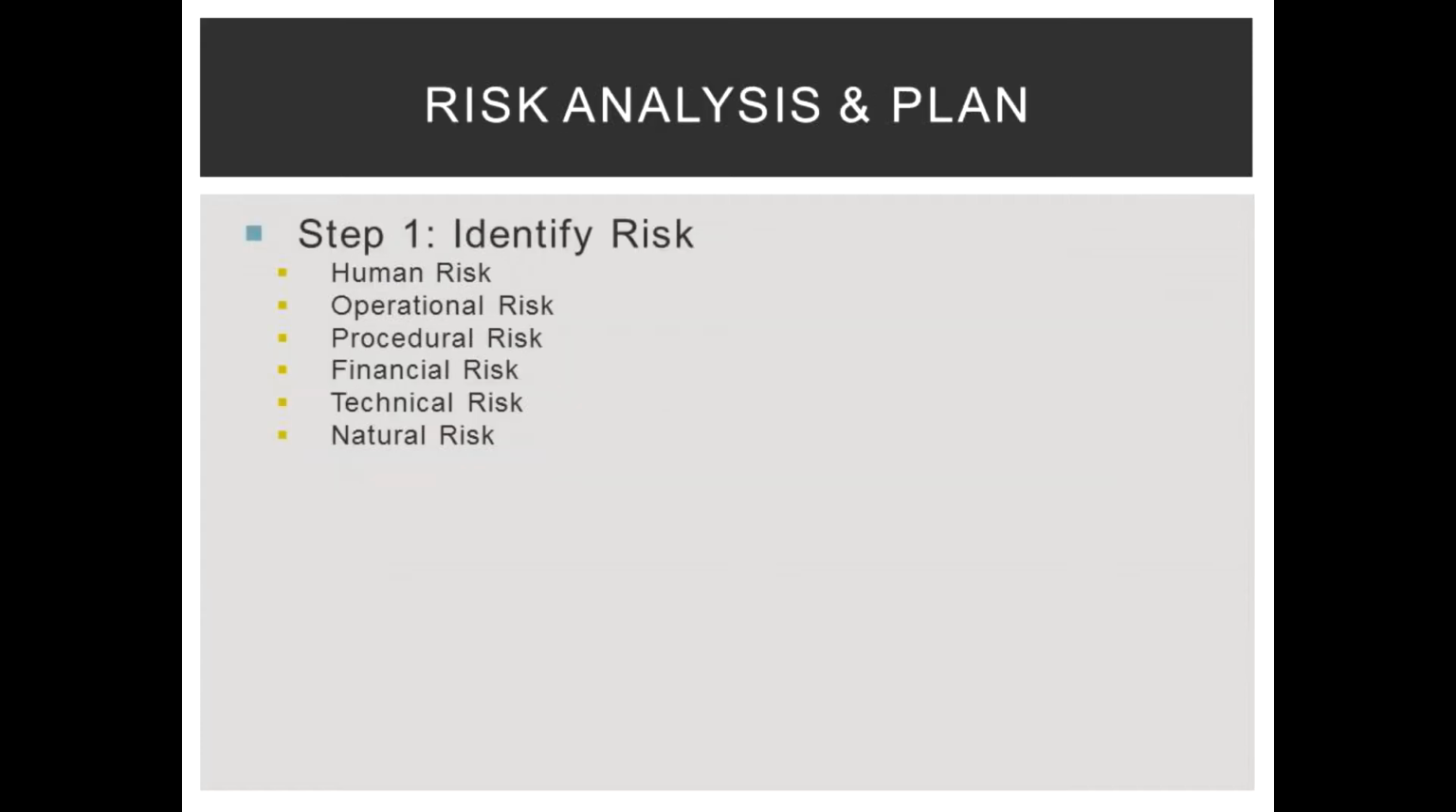Our risk analysis plan involves identifying the risk within step 1. Human risk, any risk involved by individuals; operational risk, any risk that deals with distribution or obtaining supplies; procedural risk, any risk associated with loss of productivity; financial risk, anything that has to do with the financial health of the company; technical risk, any risk that has to do with failed technology; and natural risk, any threats from weather.